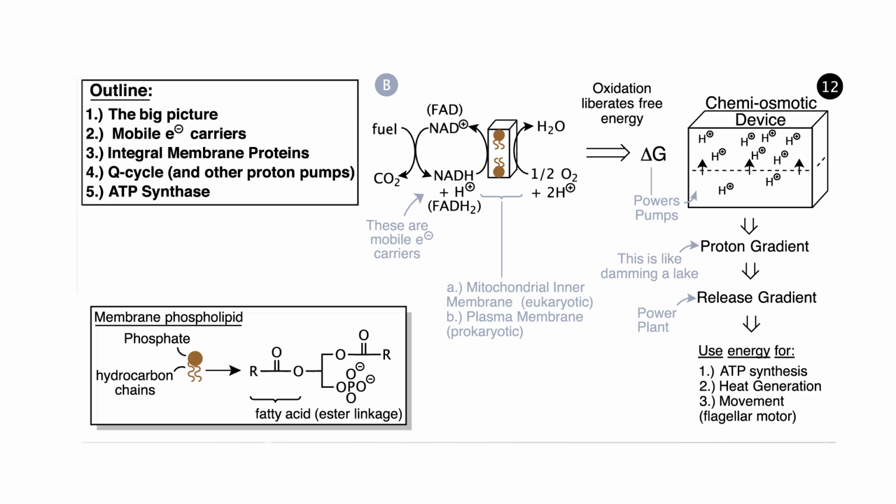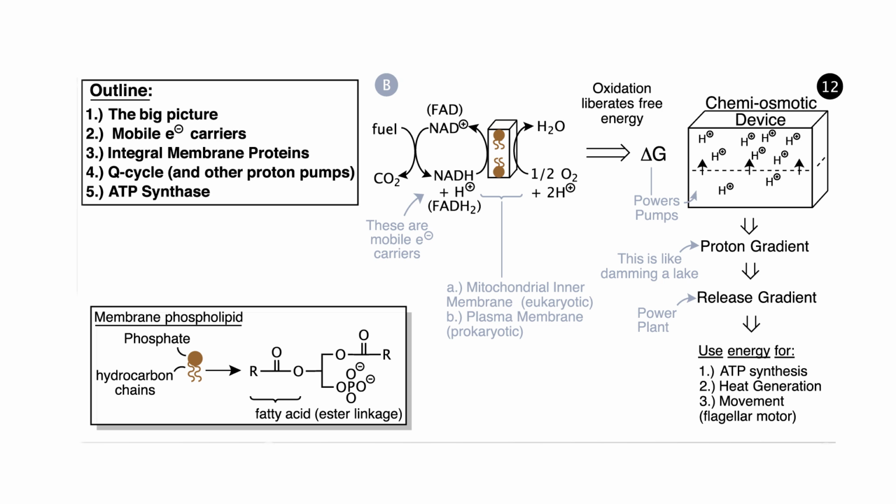We'll see that nature invented a way to channel the protons back through a device and a way to capture the energy released when the gradient is dissipated. That energy can be captured in various ways, enabling us to be able to do useful things with it. For example, the energy could be used to accomplish the otherwise energy-requiring process of putting a phosphate onto ADP to make ATP. And that way the energy is captured in a chemical bond.